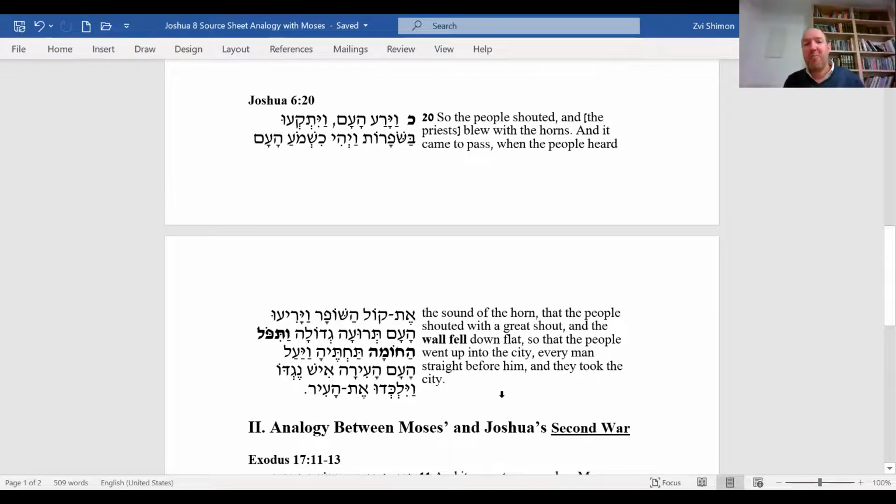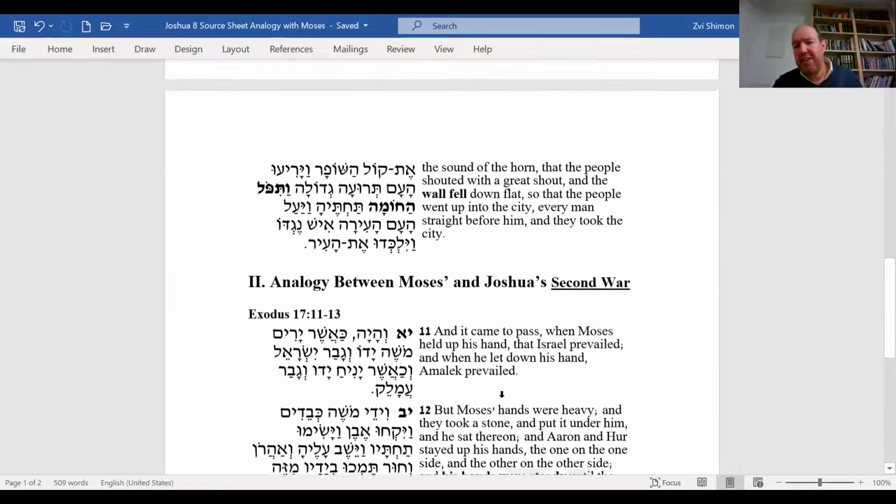So it's interesting. Both first victories of Moses and Joshua are victories that come about via miraculous walls falling upon the enemy, where the people have to remain silent. Now, if we move on to the second war.